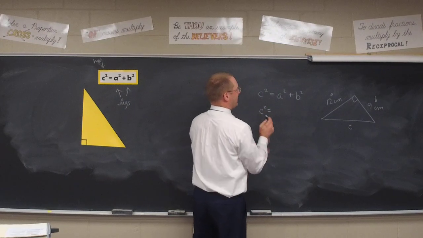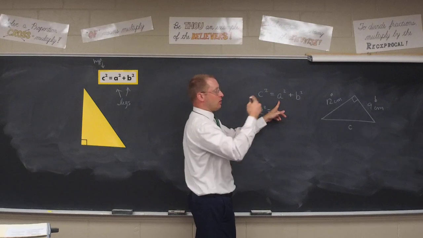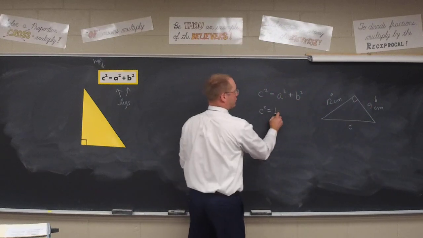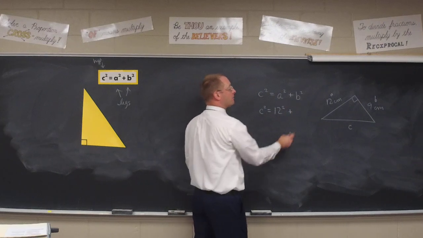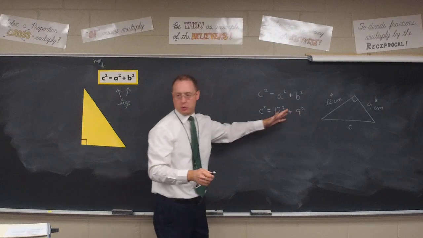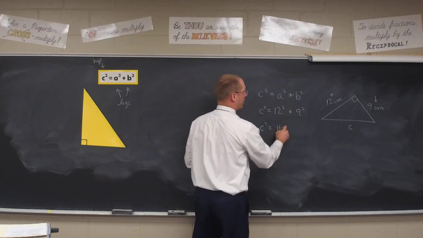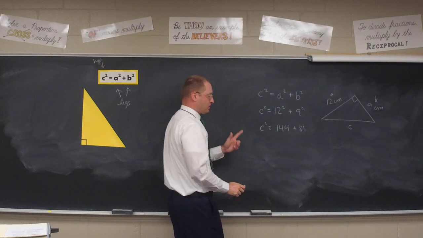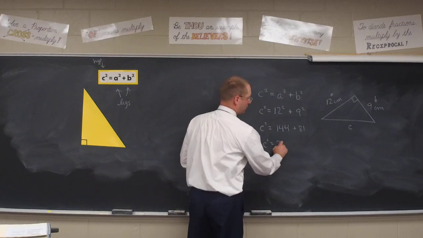But instead of A squared, I can either write 9 squared or 12 squared. Doesn't matter. The way I labeled it, I'm going to put 12 squared. But you could put 9 squared. For my B squared, class, I'm putting 9 squared. But if you had 9 squared, you'd do 12 squared there. We know that 12 squared, class, is 144, and we know that 9 squared is 81. And if we add those two things together, Luciana, I get C squared equals 225.